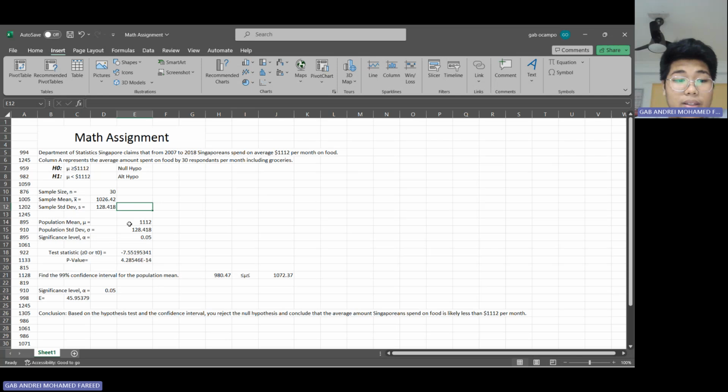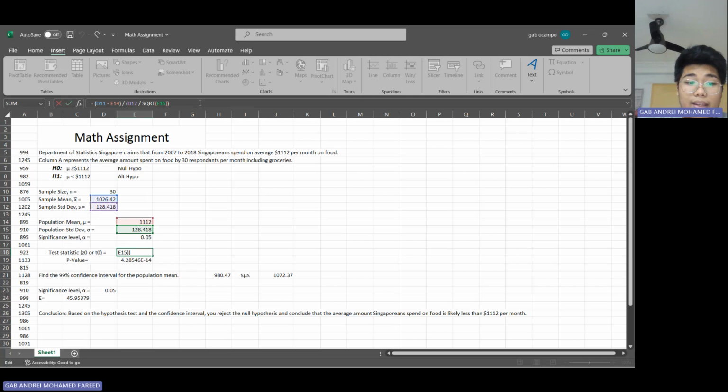Now, my population mean is given as 1,112, which is given by the Department of Statistics Singapore. My population standard deviation, they did not give, so I'll just assume and take my own sample standard deviation. The significance level is 0.05, and my first test is my left tail test.